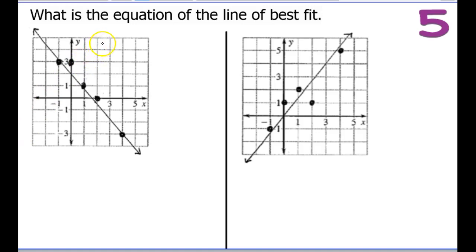Here we need to find the equation of our line of best fit. So what we're going to do first is pick two good points. It looks like we have a point here right on our line, which is good, and a point here right on our line, both at intersections. So we're going to label these points. This one is at -1, up 1, 2, 3. So -1, 3. This one is at 1, 2, 3, 4, and down 1, 2, 3. So 4, -3.